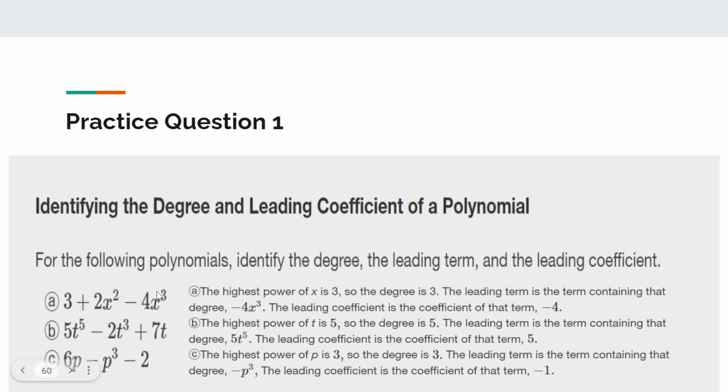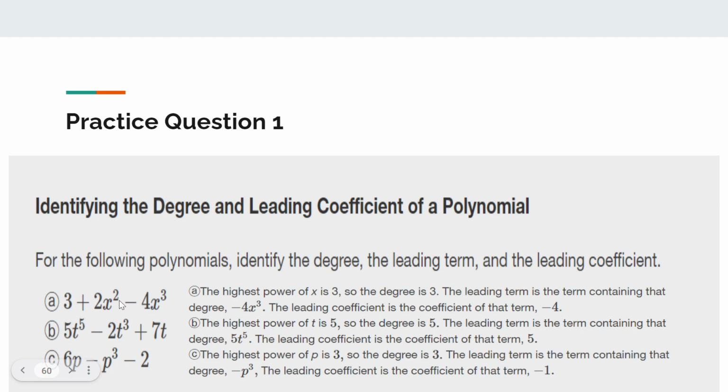For the second one, the highest power of t is 5, so the degree is 5. And the leading term is the term containing that, so it's 5t to the power of 5. And then the leading coefficient is just 5.